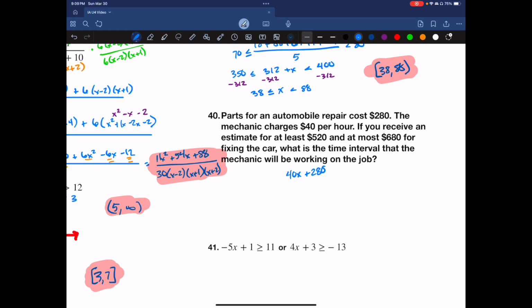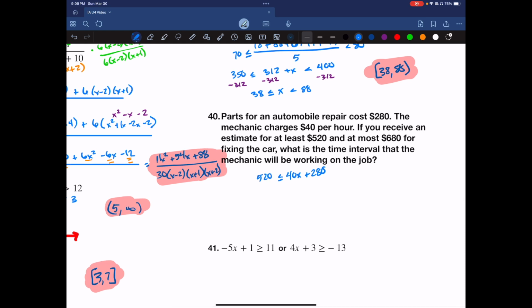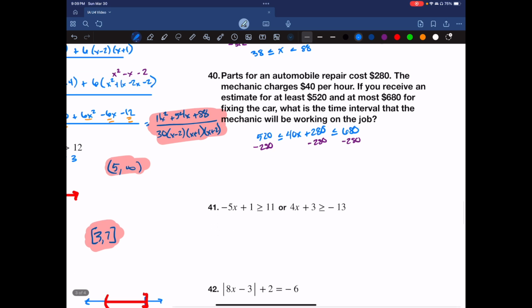All right, at least 520. So it could be 520, but it could also be greater than. So that's going to be 520 less than or equal to, and then at most, so it can't be more than, but it can be 680. So you have less than or equal to on both sides. You're going to subtract 280 from everywhere. Okay, and so that's going to give you 240 less than or equal to 40x less than or equal to 400.